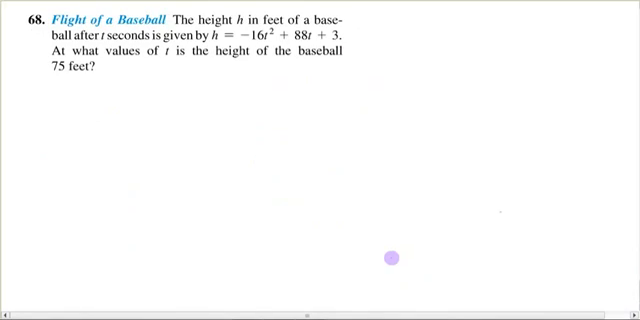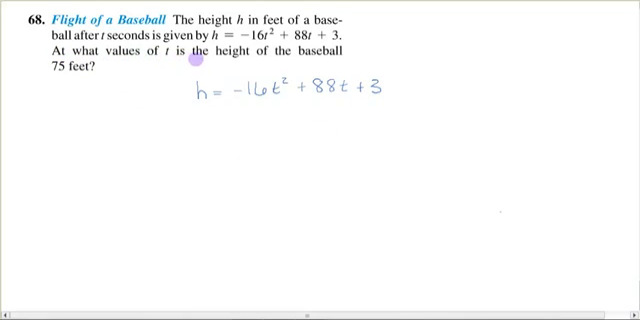The flight of a baseball. We have the height in feet of a baseball after t seconds given by h equals negative 16t squared plus 88t plus 3. At what values of t is the height of the baseball 75 feet? Okay, so they've given us this formula for the height of the baseball. So h is negative 16t squared plus 88t plus 3. And what else did they give us?